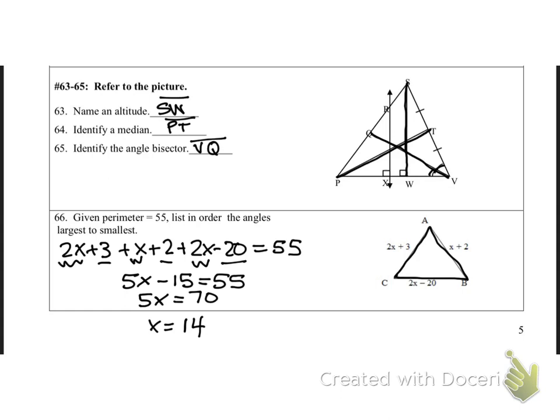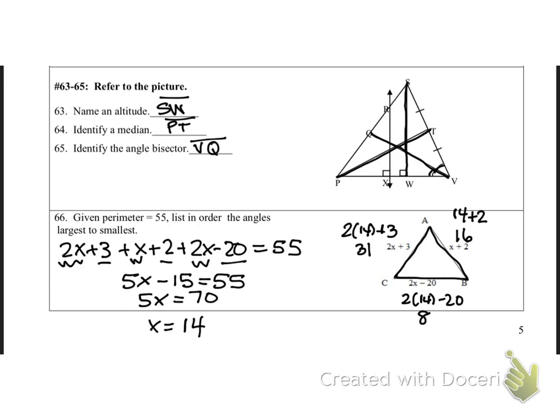So if x equals 14, I'm just going to plug x back in for all of these sides. So I get 2 times 14 plus 3. So this side is 31. I get 14 plus 2. So this side is 16. And I get 2 times 14 minus 20, so this side is 8.